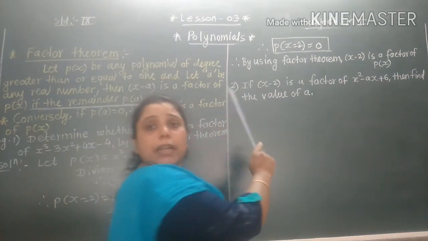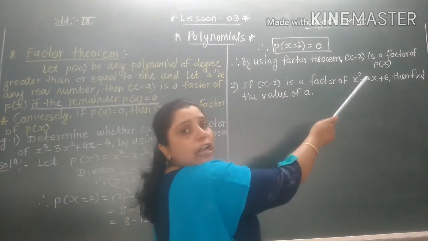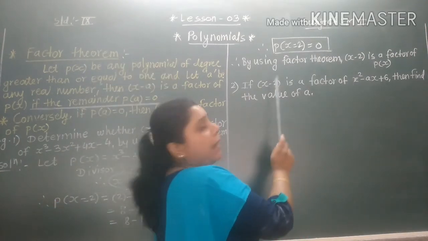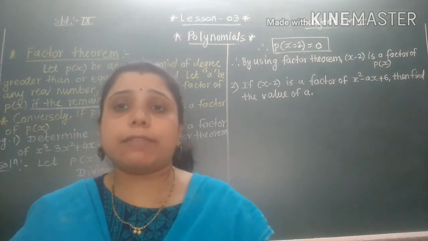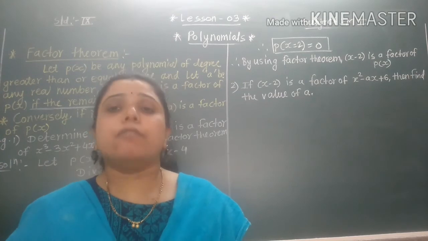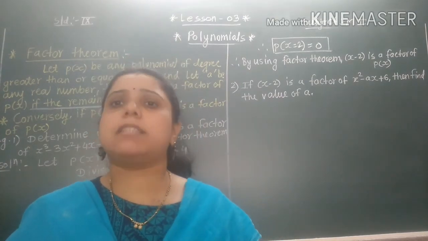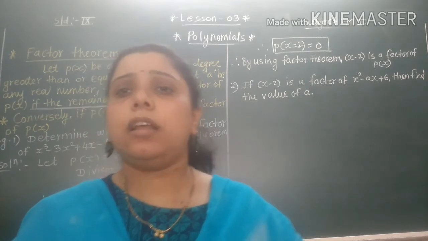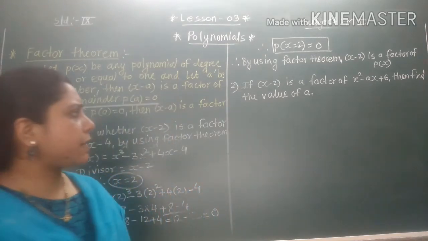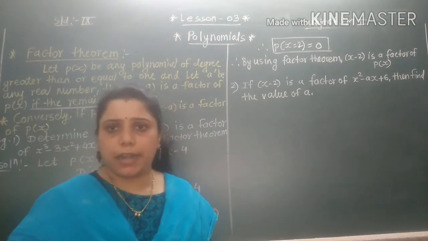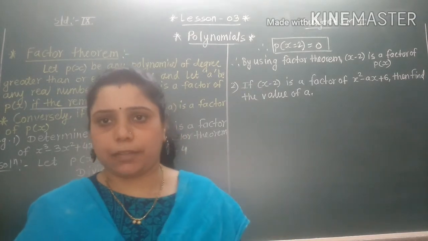It is a factor of the given polynomial, which means the variable x will be replaced by 2 and you will get the remainder 0. Because we can say it is a factor when the remainder becomes 0, then that respective divisor is a factor of the given polynomial. Now how to solve it? We will follow the same steps. Only one condition is there: you have to take the help of the given condition.